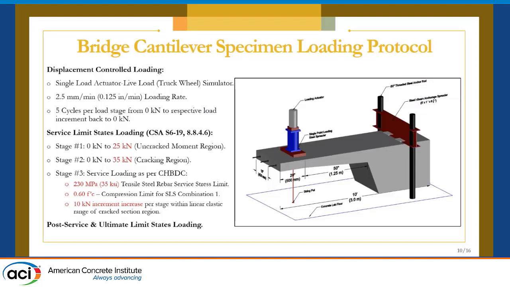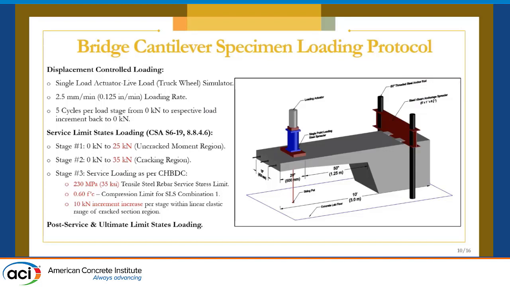We selected a 2.5 millimeter per minute loading rate, 5 cycles per load step, taking it from 0 kilonewtons to that load step and back to 0. We cycled it 5 times. We didn't have the opportunity to do fatigue, but based on static testing, it made sense to cycle each load step from 0 to that load level and back to 0, 5 times, and observe. The loading was based on a protocol to fit the Canadian Highway Bridge Design Code, so we wanted to do serviceability limit state test loading.